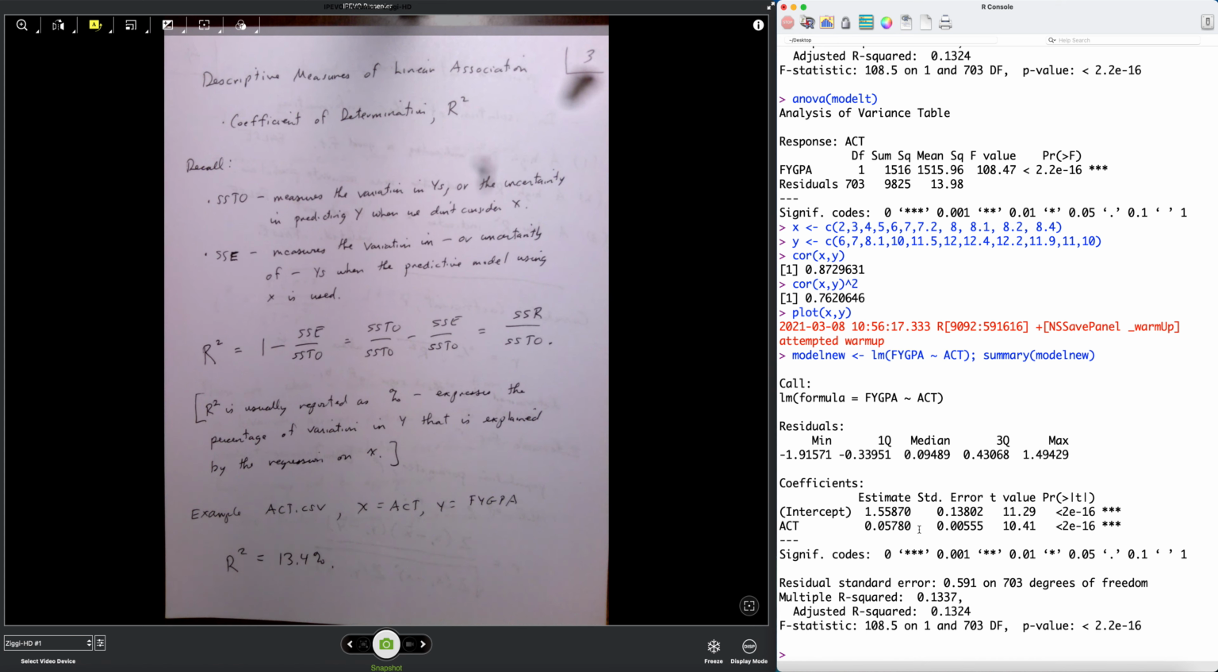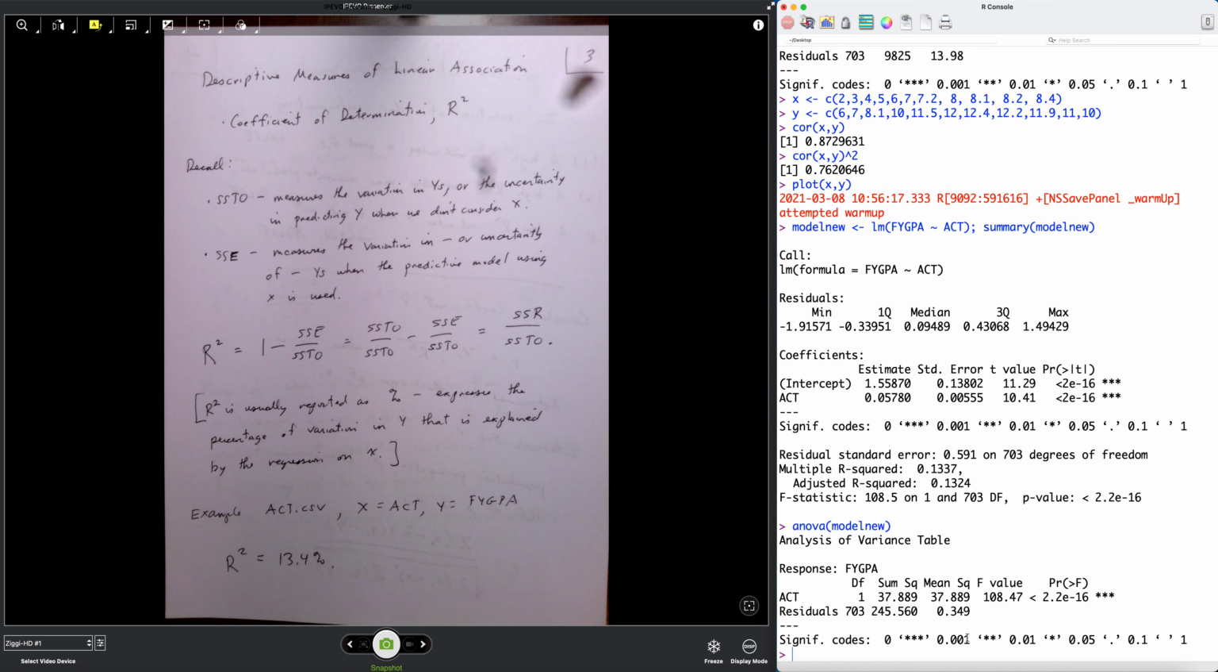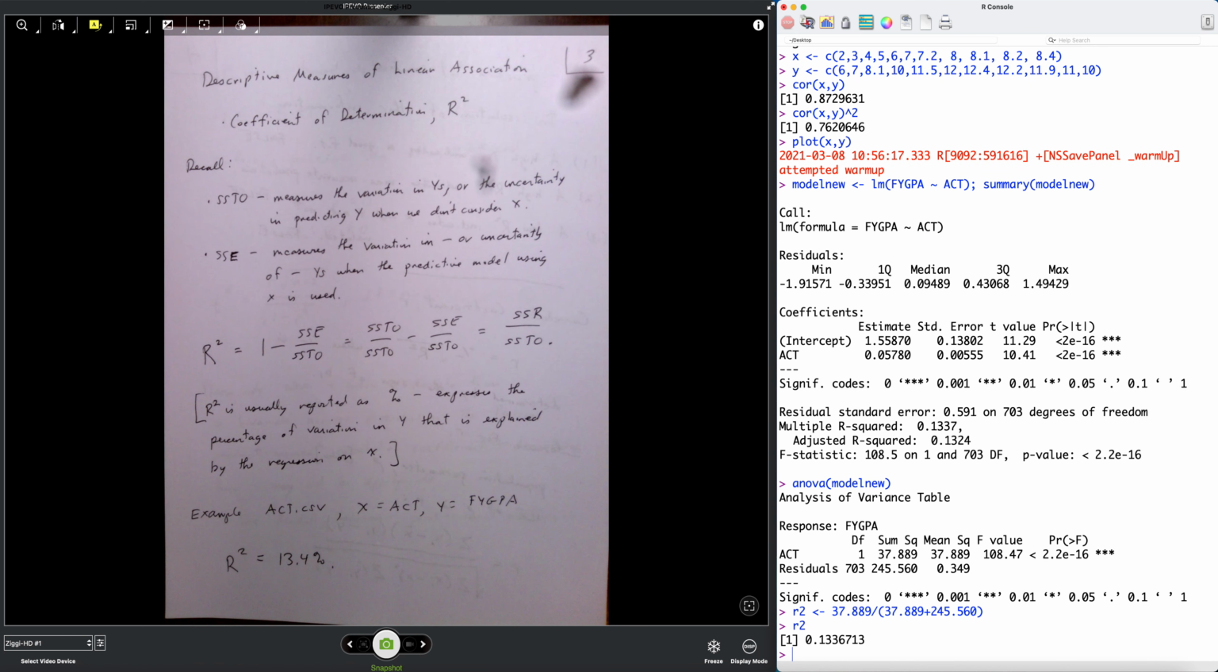So what we have here is I can do my ANOVA of my new model, and so we get our R squared. No, I better not do that. I don't think that R would handle that right. It would just be the 37.889 divided by 37.889 plus the sum of squares error. A lot of error in this model. So still 13.4%, which makes complete and total sense, right?